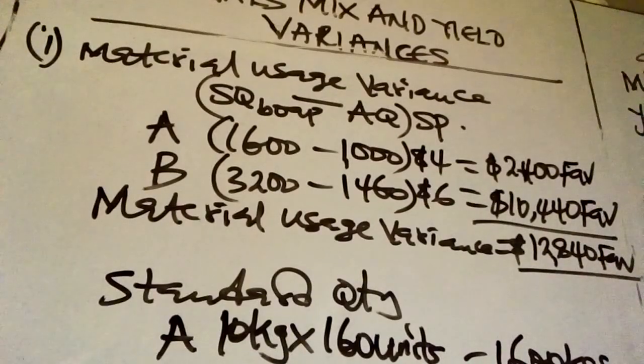My next lecture, the next part on material mix and yield variance, shall cover the wastages of material, that is where there is a normal loss. So the treatment of normal loss on mix and yield variances. So that is what I'm going to consider next.